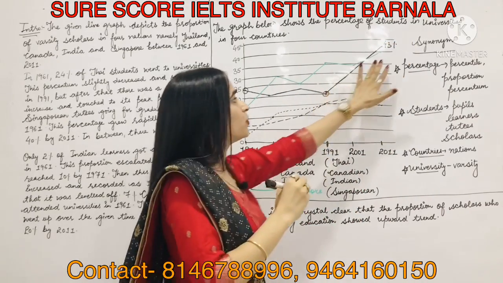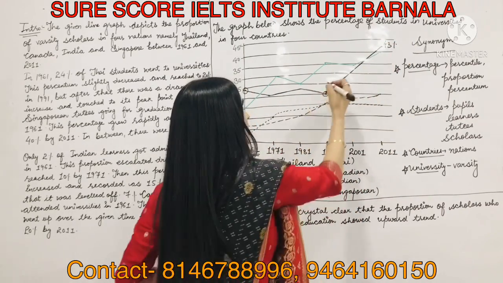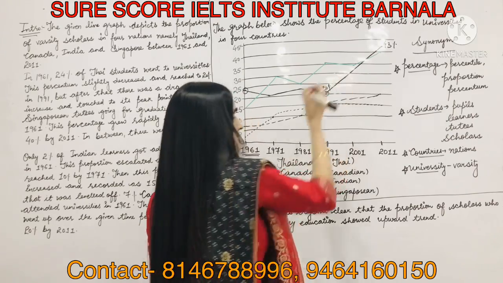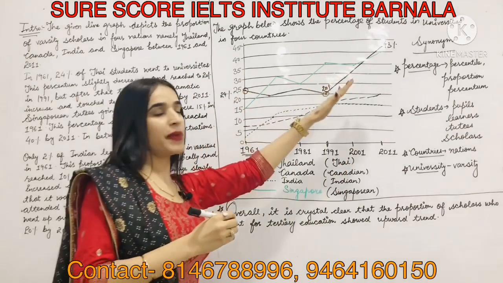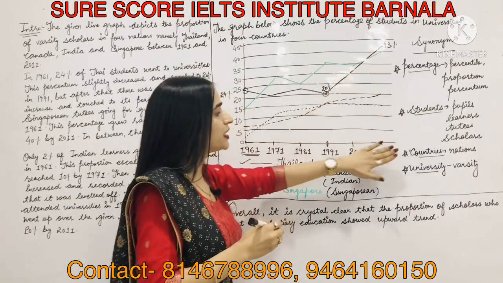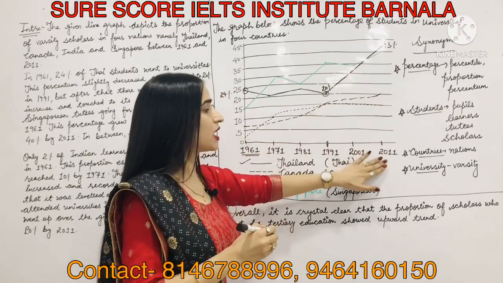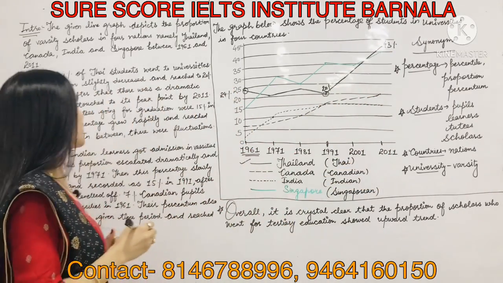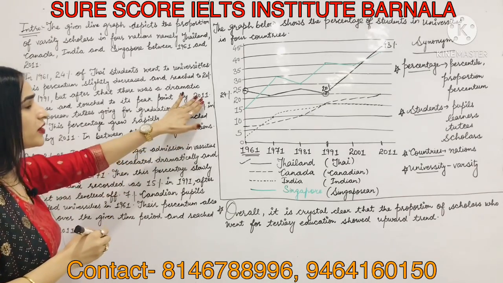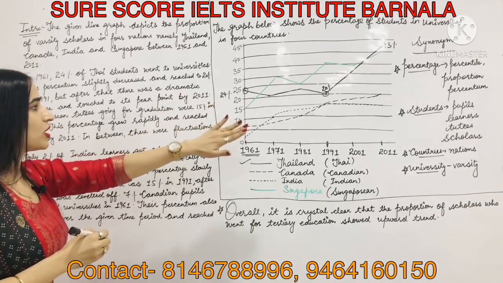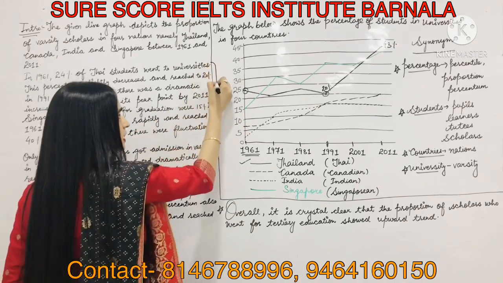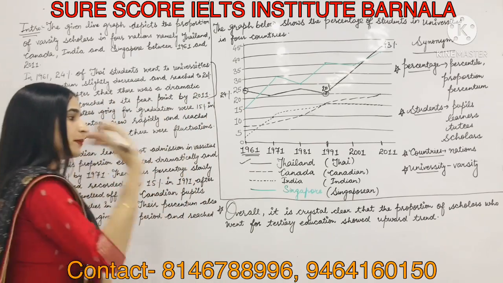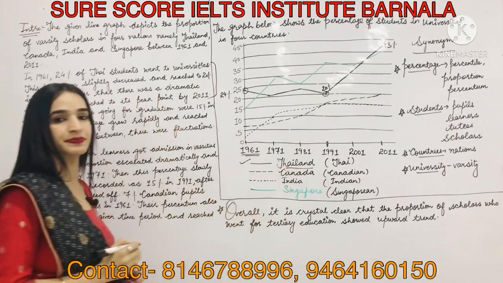So that is almost double, right? Here the value is 20%, and after that we are saying that it increased dramatically and the value reached its peak point in 2011, and the value was 43%. That's all about the first line, that was all about Thailand.